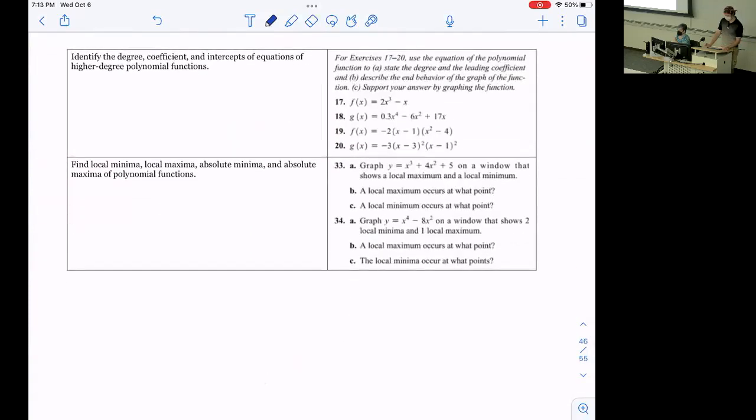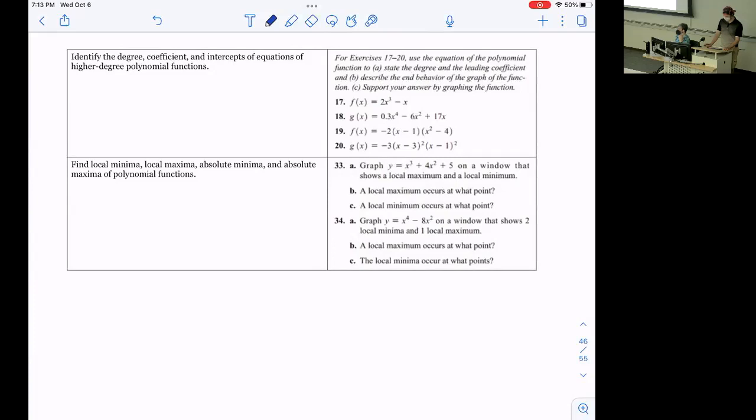Okay, and then identify the degree, coefficient, and intercept of equations of higher degree polynomial functions. So that means we're going to look at what's the largest superscript. So what's the largest exponent on x? The coefficient is going to be the number in front of the x with the highest power. And then the intercepts means that we're going to solve for all the roots. Are there any questions on that section or the next one, finding local minima, maxima, absolute minima, and absolute maxima for polynomial functions? What qualifies something as a higher degree?